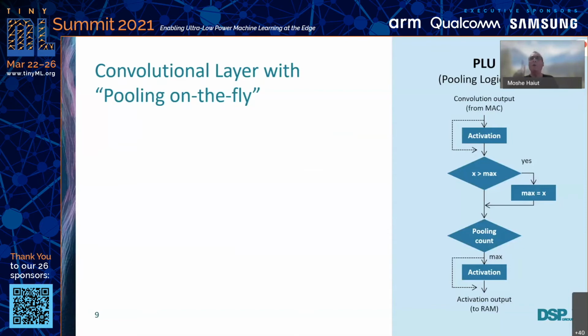So why do we do pooling on the fly? Sometimes some of the layers produce a huge amount of output data, and it cannot fit on the memory that is on a tiny chip. So we want to reduce the amount of output data by making pooling on the fly. So as you know, pooling reduces the amount of data. For example, 2 by 2 max pooling reduces it 4 times, by a factor of 4.